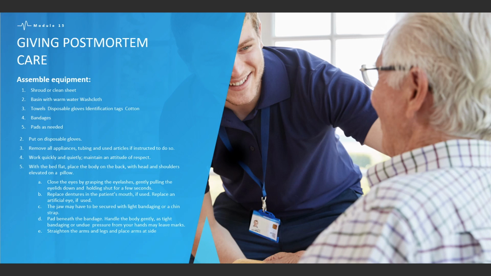With the bed flat, place the body on the back, with head and shoulders elevated on a pillow. Close the eyes by grasping the eyelids, gently pulling the eyelids down and holding shut for a few seconds. Replace dentures in the patient's mouth if used. Replace an artificial eye if used. The jaw may have to be secured with light bandaging or a chin strap. Pad beneath the bandage. Handle the body gently, as tight bandaging or undue pressure from your hands may leave marks. Straighten the arms and legs and place arms at their sides.